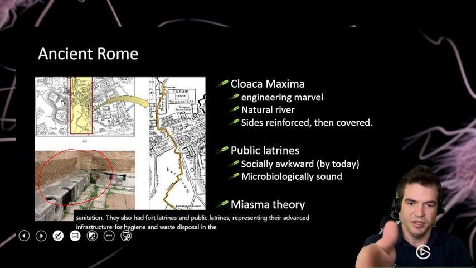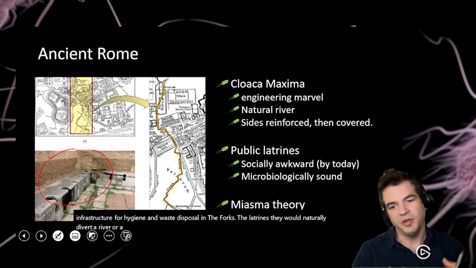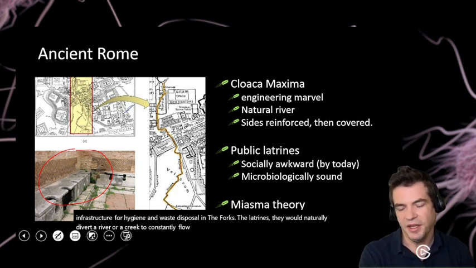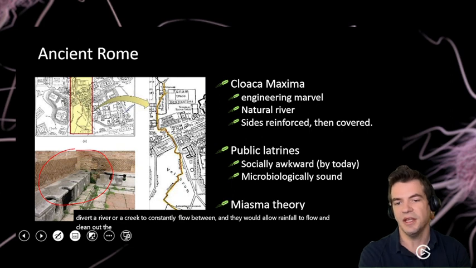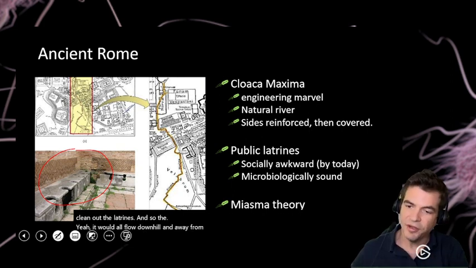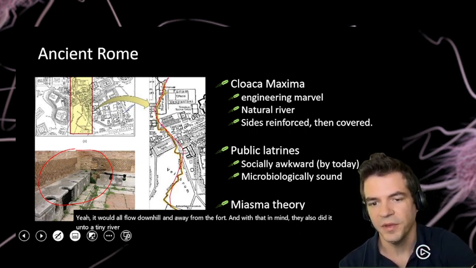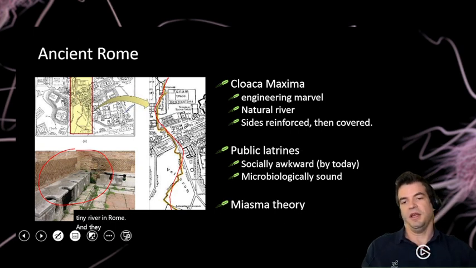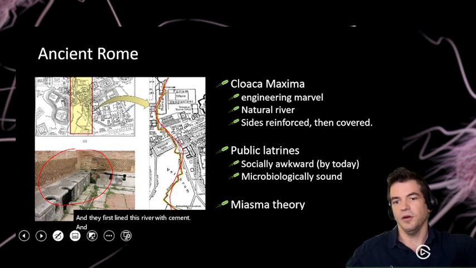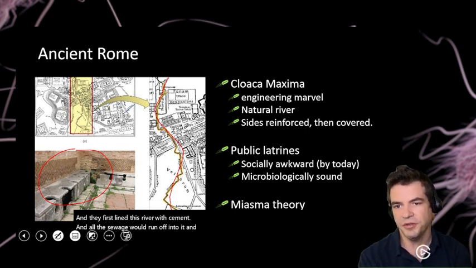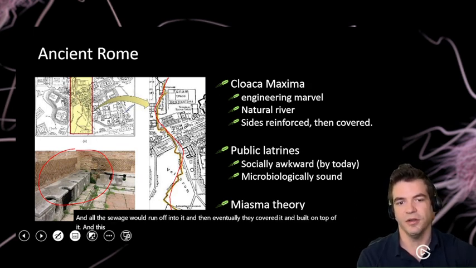In the forts, the latrines, they would naturally divert a river or a creek to constantly flow between, and they would allow rainfall to flow and clean out the latrines, and so it would all flow downhill and away from the fort. And with that in mind, they also did it onto a tiny river in Rome. And they first lined this river with cement, and all the sewage would run off into it, and then eventually they covered it and built on top of it. And this ended up being called the Cloaca Maxima.